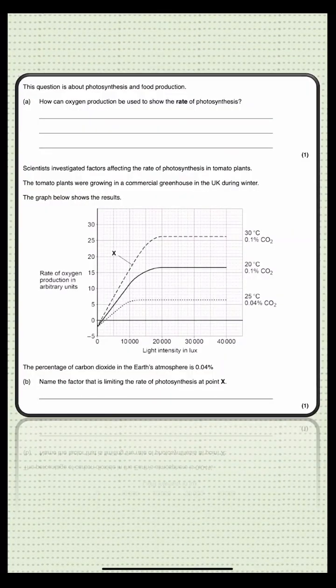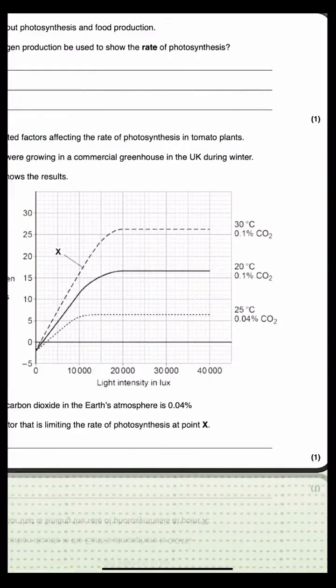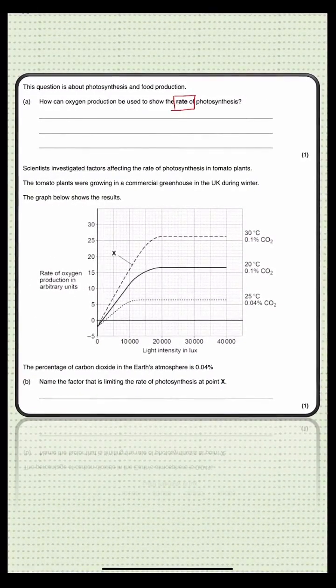All right, we've got an exam question now. Question one, how can oxygen production be used to show the rate of photosynthesis? So they've highlighted the word rate. What do you guys think? How can you use oxygen? So it's one mark, how can you use oxygen to show the rate of photosynthesis? What do you guys think? Thank you for that, Georgie.